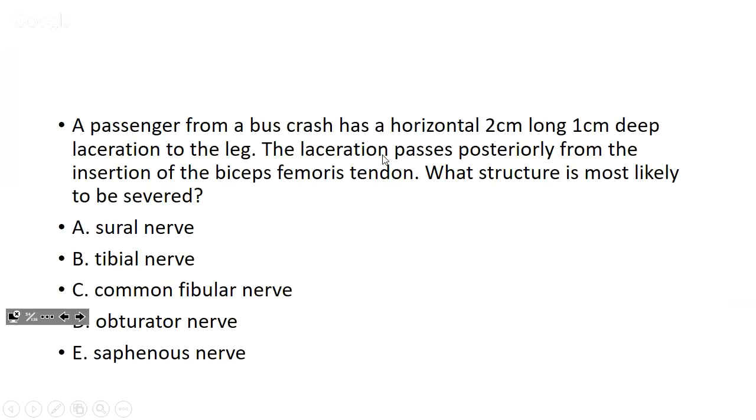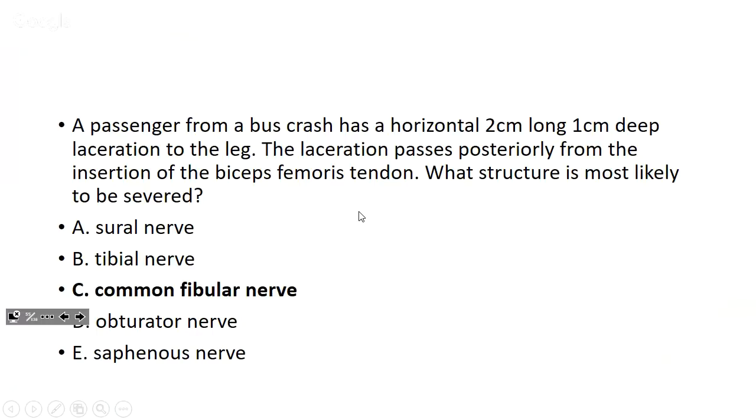Okay, so a passenger from a bus crash has a horizontal 2 cm long, 1 cm deep laceration to the leg, and it passes posteriorly from the insertion of the biceps femoris tendon. So which structure is probably severed? So biceps femoris, if you remember, is one of the muscles of the hamstrings. So it's the common fibula. So the biceps femoris attaches on the lateral side of your knee.